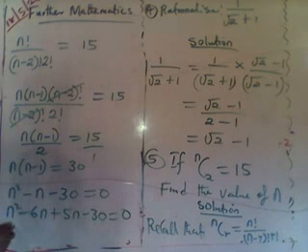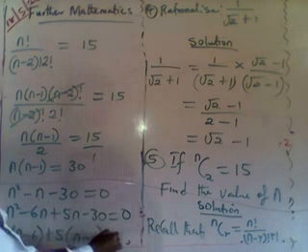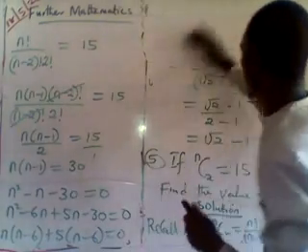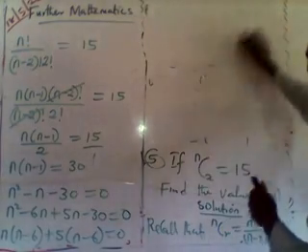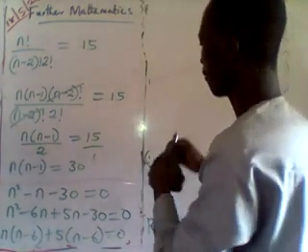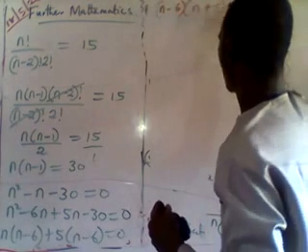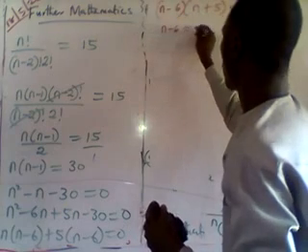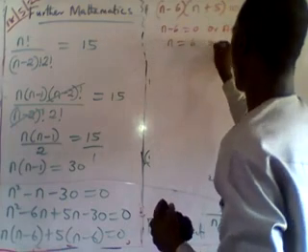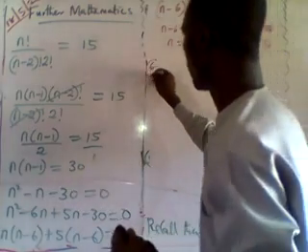So from this I have n into bracket n minus 6 plus 5 into bracket n minus 6 is equal to 0. So at the end of the day, I have n minus 6 and n plus 5 is equal to 0. That means n minus 6 is equal to 0, or n plus 5 is equal to 0. And that means n is equal to 6 or n is equal to minus 5. So that is that.